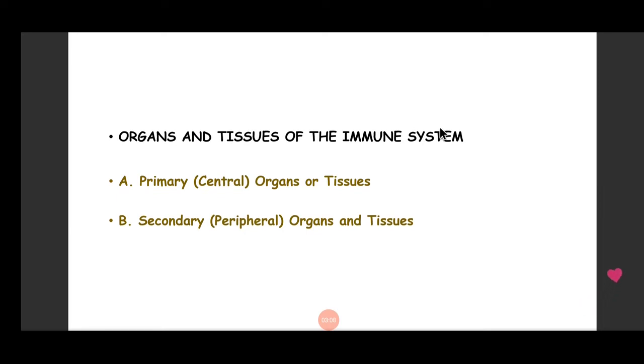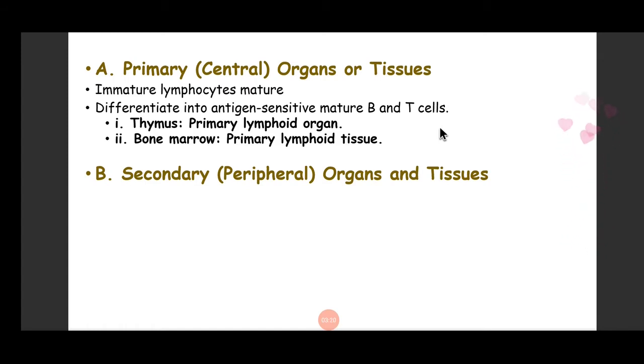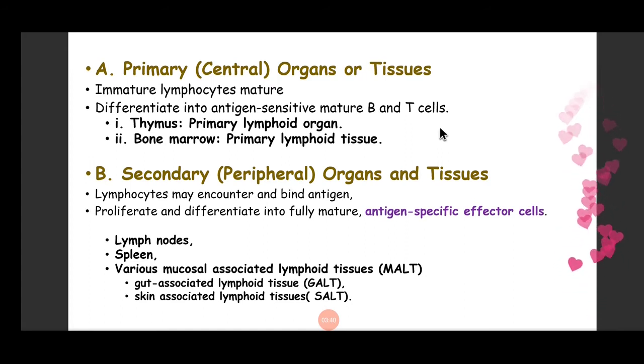So the organs and tissues of the immune system, there are two types of organs. One is primary organs or tissues, and the second is secondary organs or tissues. Primary organs are where the immune cells mature. The immature lymphocytes will mature in these organs or tissues, like thymus and bone marrow. So thymus and bone marrow are primary immune organs, and secondary immune organs are lymph nodes, spleen, and various mucosa associated lymphoid tissue, like gut associated lymphoid tissue or skin associated lymphoid tissue. So we can divide all immune organs into primary and secondary organs. Primary or central are thymus and bone marrow, and secondary are lymph node, spleen, and various other mucosa associated lymphoid tissue.